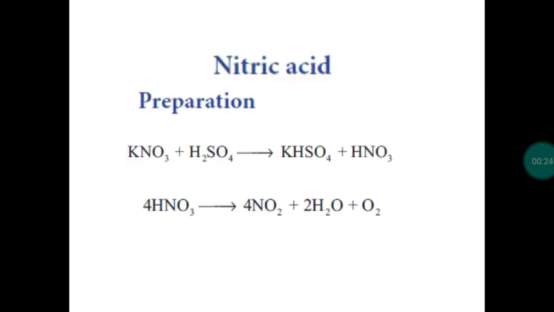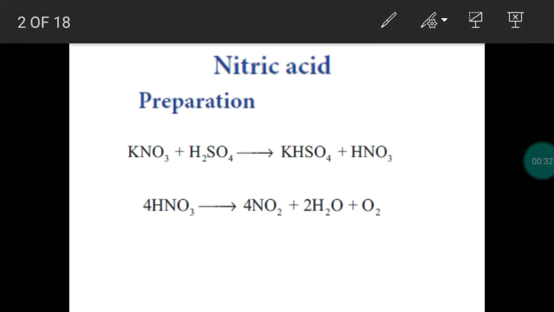First, preparation of nitric acid. This is laboratory preparation, preparing nitric acid on a small scale. For this we need a nitrate based salt. You may take sodium nitrate or potassium nitrate. This will be heated with sulfuric acid. We get nitric acid along with the liberation of potassium bisulfate.